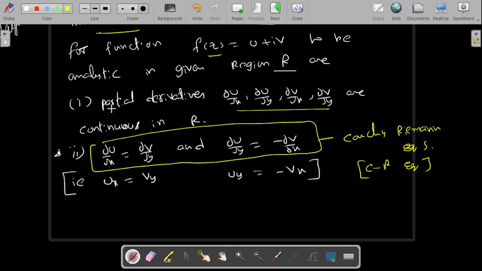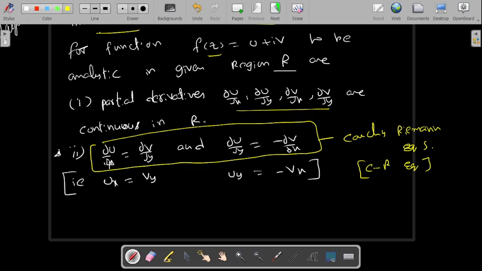First one, the partial derivatives ∂u/∂x, ∂u/∂y, ∂v/∂x, ∂v/∂y are continuous in region R. So these derivatives have to be continuous. Continuous means there is no break in the graph. Not continuous means there is a break in the graph. This is not continuous. This is continuous. I explained the definition in the previous class also.